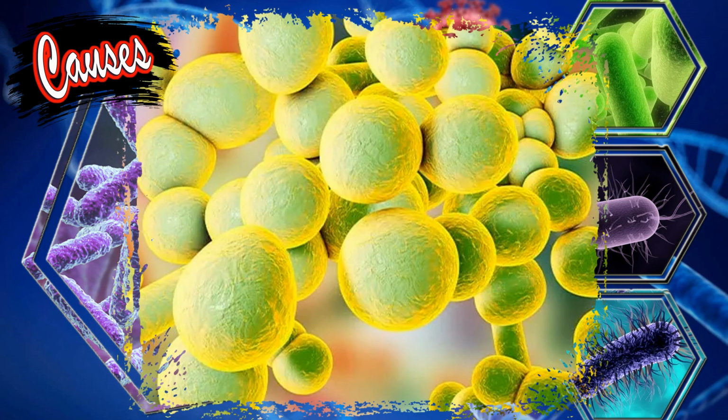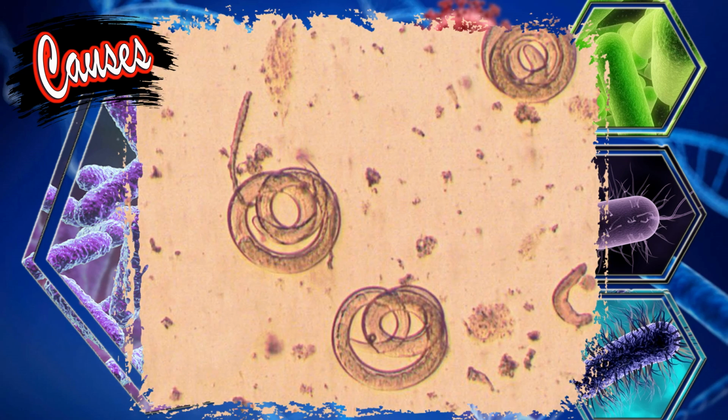Fungi are organisms that cause many diseases, such as ringworm and athlete's foot. Other types of fungi can infect lungs or nervous system. Parasites are organisms that live depending on another organism and often cause harm to it. Malaria is caused by a parasite that is transmitted by a mosquito bite.